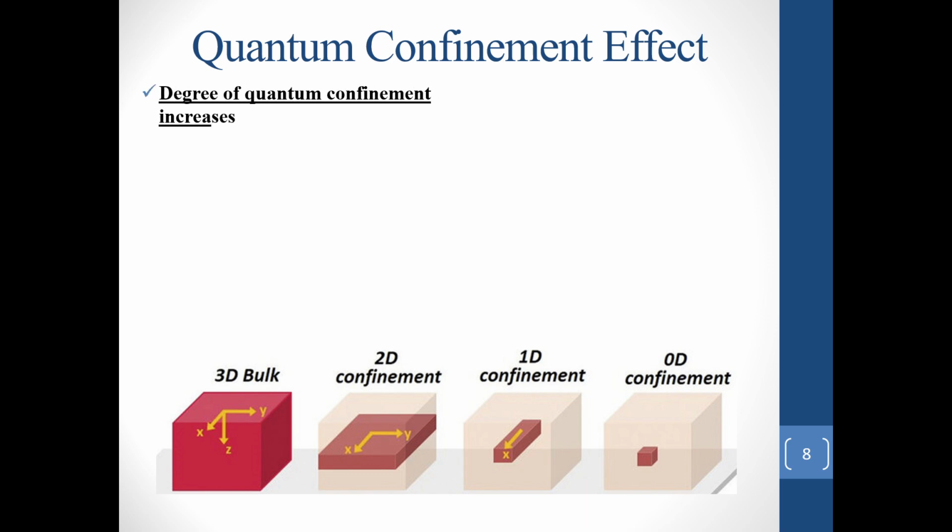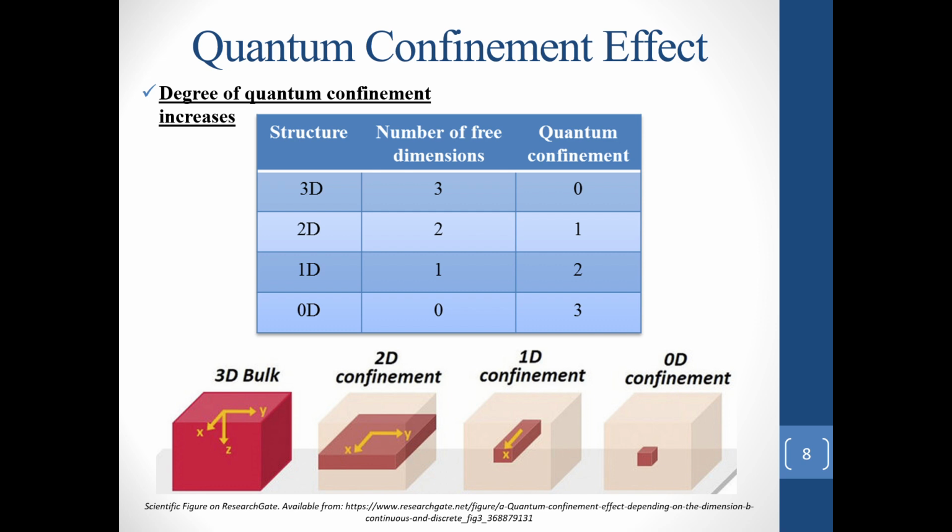Now move on towards the next effect, which is the quantum confinement effect. The degree of quantum confinement also increases as you move from high dimension to low dimension. Let's check. For 3D materials, all dimensions are greater than 100 nanometers, so all dimensions are free. Your electron will move in all three dimensions, either x, y, or z. If the electron is moving in all dimensions, there is no confinement. So there is zero confinement in 3D.